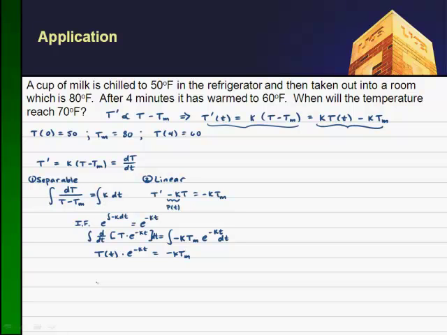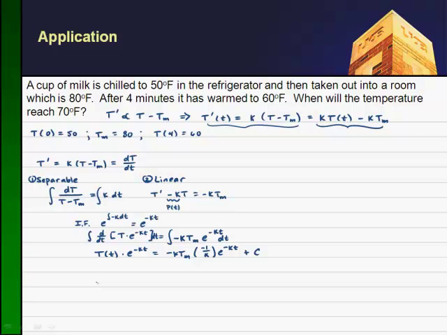And if I integrate e to the minus kt, I know that if I integrate e to the alpha t, I get 1 over alpha e to the alpha t. So here I'll get negative 1 over k e to the minus kt. And in this case, I'll still have to add a constant of integration.